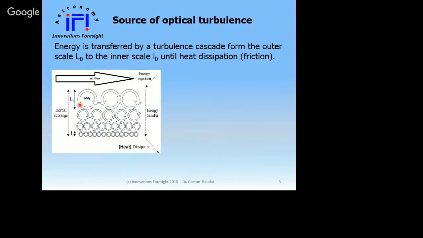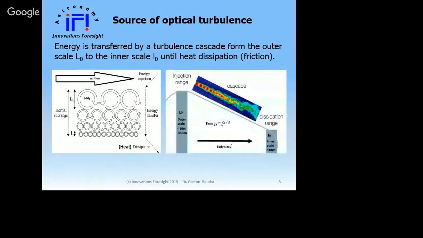You have first large eddies, and those eddies will eventually become smaller and smaller through this cascade to a level where they may be a few millimeters. And then they will disappear because of friction. Basically, they are transformed into heat.